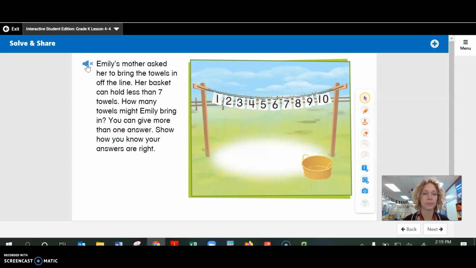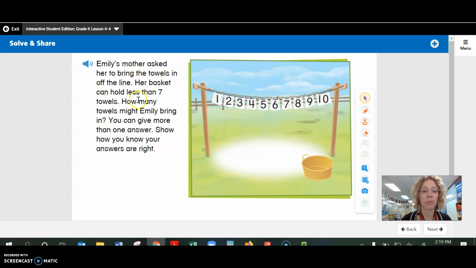Now listen to the solve and share problem. Emily's mother asked her to bring the towels in off the line. Her basket can hold less than 7 towels. How many towels might Emily bring in? You can give more than one answer. Show how you know your answers are right.